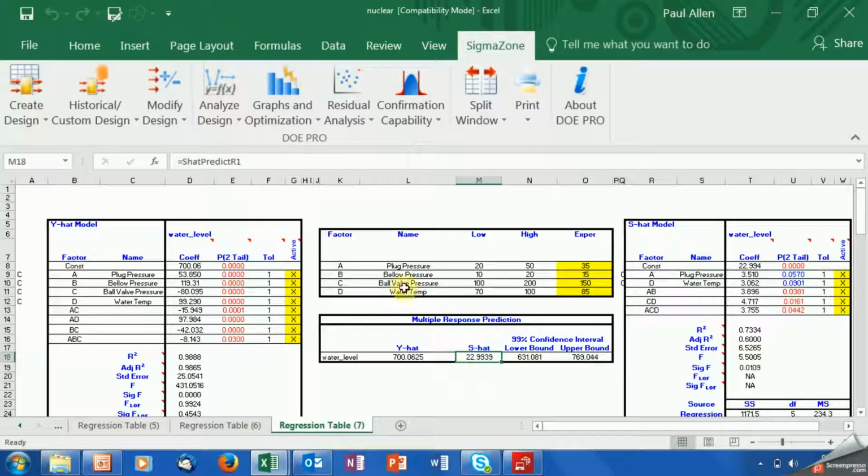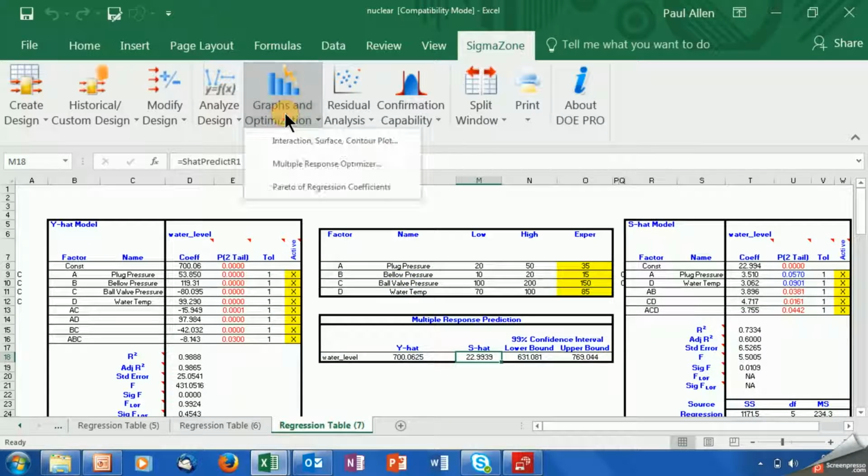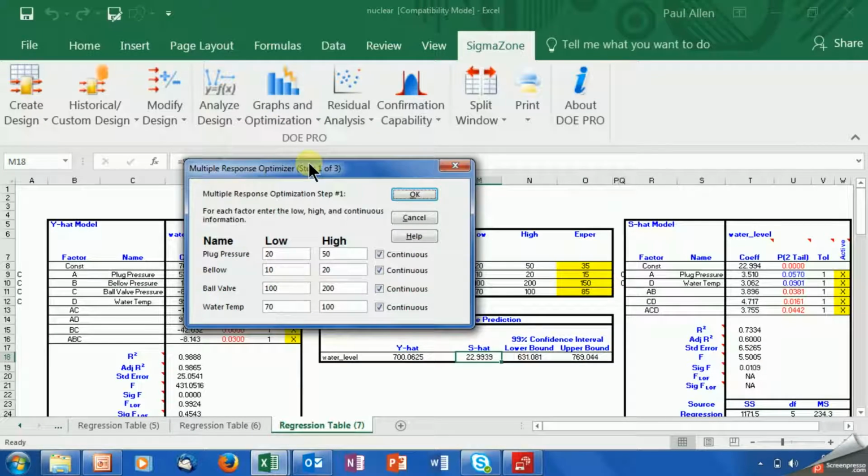Now, what we would like this software to do for us now is to hit a target for us. The way we're going to do that is go graphs and optimization, multiple response optimizer. Now, if you remember, at the very start of this, we made a decision that plug pressure mustn't move from 20. So I'm going to take the design space as it is here, and I'm going to reduce the design space down for the computer. So I've put 20 in both boxes. So I'm stopping the computer from moving plug pressure.